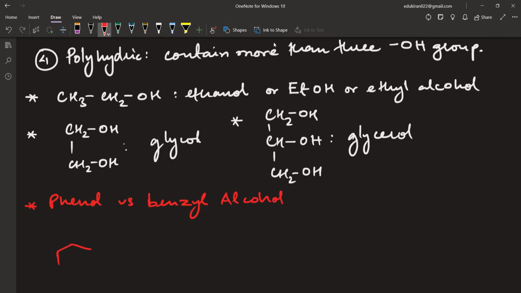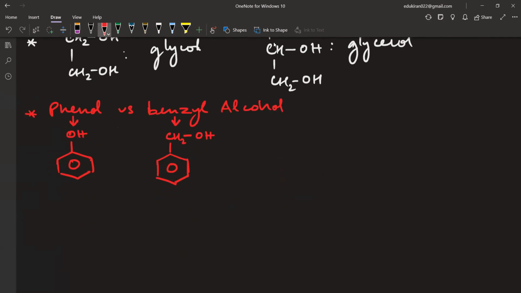Phenol will have a benzene ring with an OH group directly attached to the benzene ring. But benzyl alcohol will have a benzene ring attached to a CH2 group, and this CH2 is now attached to OH. Okay. So this is phenol and this is your benzyl alcohol. Please write this down. Now, a derivative of phenol which is very important is known as cresol. So please write cresol.